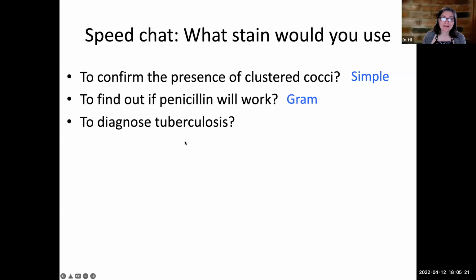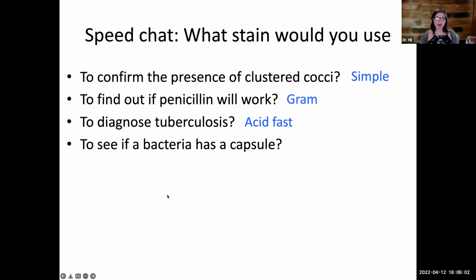All right, what if we suspect someone has tuberculosis? We want to do a really quick experiment to see if that's a possibility. Yeah, because the organism that causes tuberculosis has mycolic acid in its cell wall, an acid fast stain would be great. And what will we see if we're right, unfortunately, for this poor person? What color of the cells will we see if we're correct? Yeah, they're going to be red.